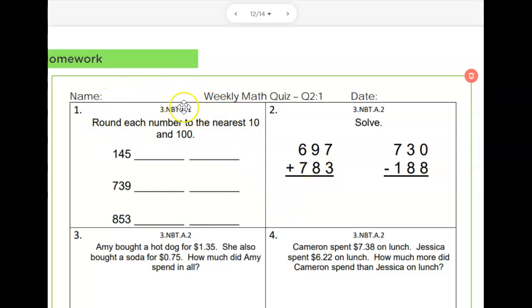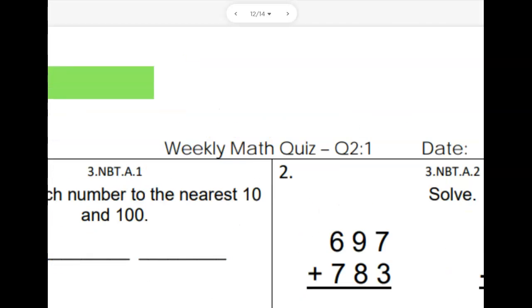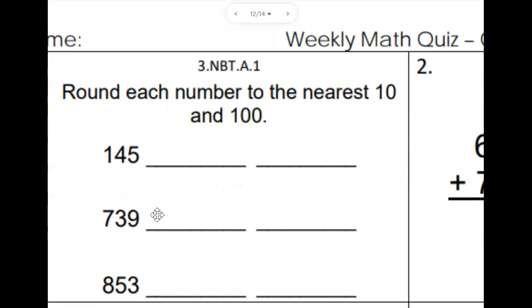Now remember, I think it was November, we learned how to round by using the poem, Look at the Place and Look Next Door. 5 and above, give it a shove. 4 and below, let it go. So we're going to practice with the first one to help you out. It says round each number to the nearest tens and the hundreds. So first I'm going to round it to the nearest tens. So I have to find the tens place and look next door.